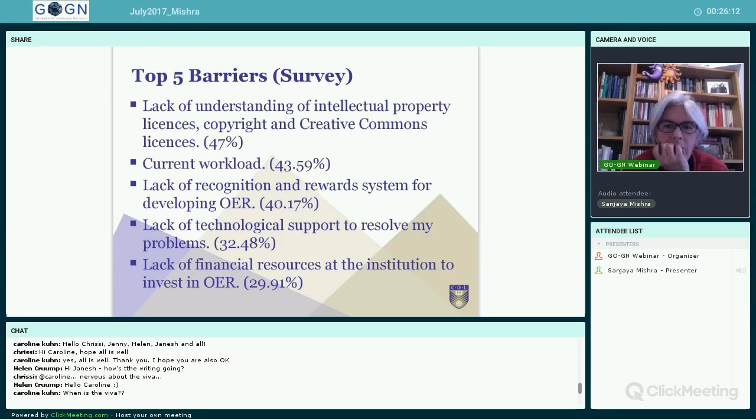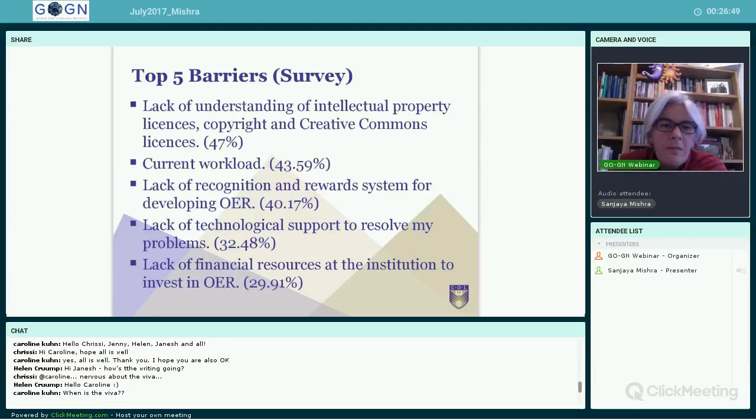What we find from the survey are the top barriers. The top barrier is lack of understanding of intellectual property rights, licenses, copyrights, and Creative Commons licenses. That comes at the top. The second barrier participants talked about was current workload. They say they have a huge workload that doesn't allow them to do OER work. They also feel that there is no recognition or reward system for developing any OER work, 40% of them.